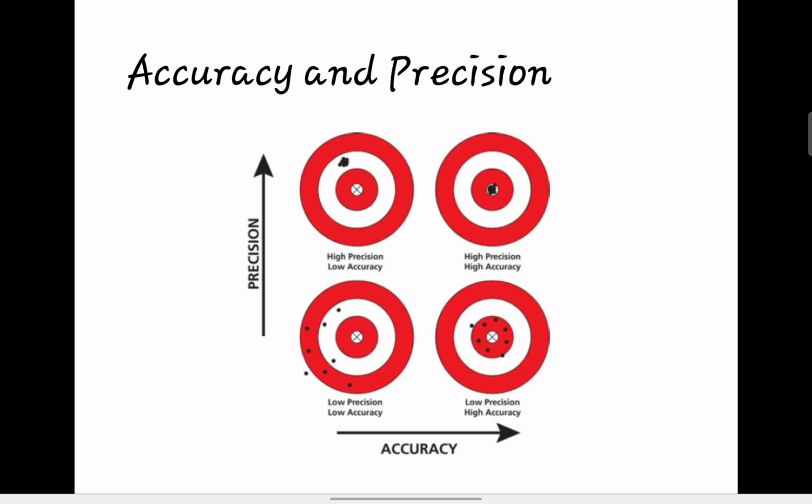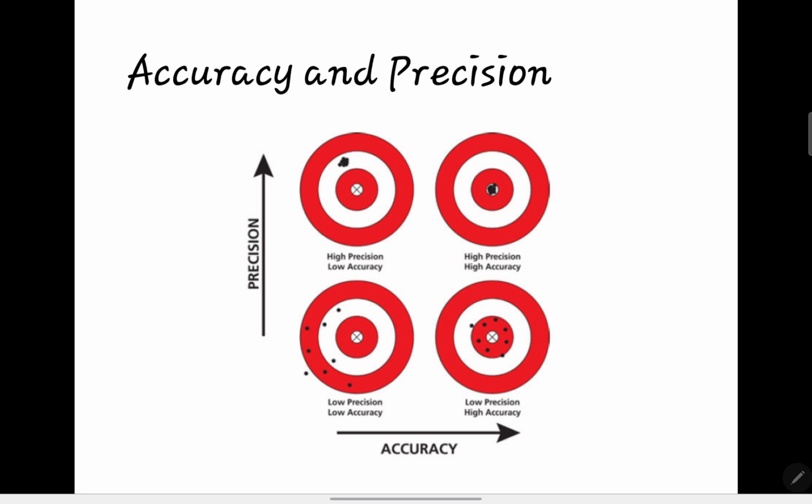So in this we can see in the top left corner there is clustering of the test results. However, it is far away from the actual value, so it has high precision and low accuracy, whereas in the picture towards the right it is clustered towards the actual value, so it has high precision as well as high accuracy. Similarly, in the downward picture we can see that the values are quite distributed and away from the actual value, so the accuracy is low. Similarly, the precision is also low.